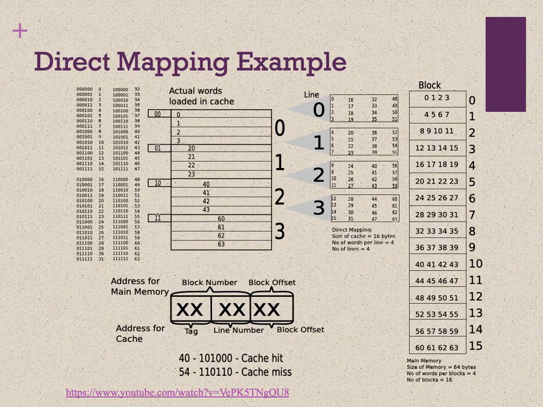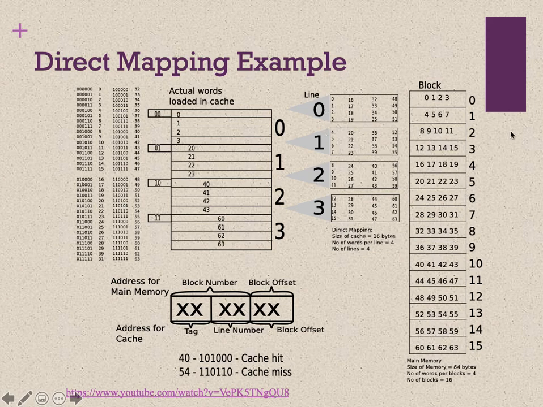So let's take an example. This is our main memory, and its size is 64 bytes, the number of words per block is 4, and the number of blocks is 16, numbered 0 to 15. So we have blocks 0 to 15, and in the cache we have only 4 blocks or 4 cache lines. So how do we load this data?